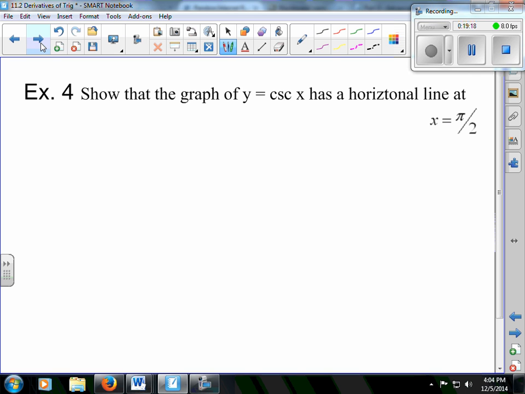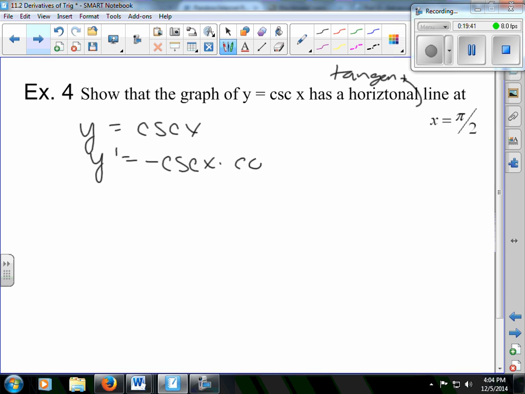We're going to show that the graph of y equals cosecant of x has a horizontal tangent line at x equals pi halves. So remember, the derivative is the slope of the tangent line. So I'm going to start with the derivative of cosecant of x. That is negative cosecant x times cotangent of x. And now the slope of my tangent line would be the derivative. And they're telling me they want me to do it at x equals pi halves. So I'm going to plug in pi halves here.